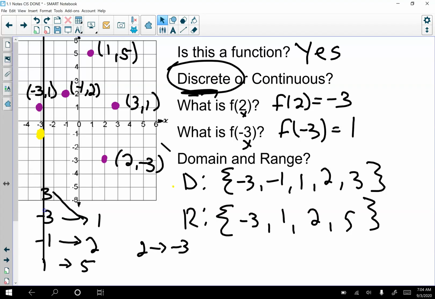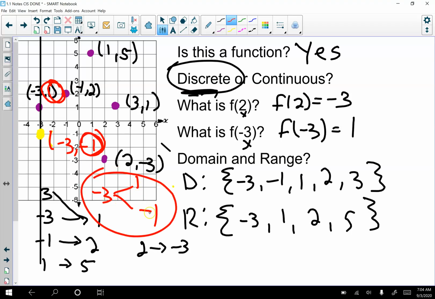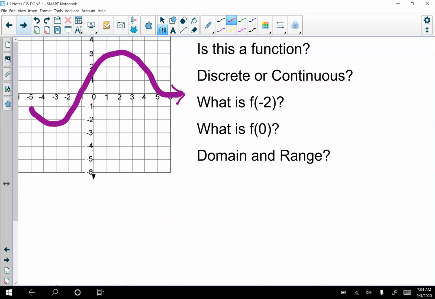Because right here, it's crossing both of those at the same time. So if I had that extra point in there, and that extra point is -3, -1, then it would make this not a function, because if you notice the -3, it goes to the 1 and the -1, and that would make it not a function. That x has 2 y's, not just 1. So just an example of it if it wasn't a function. Okay, let's go to the next one.